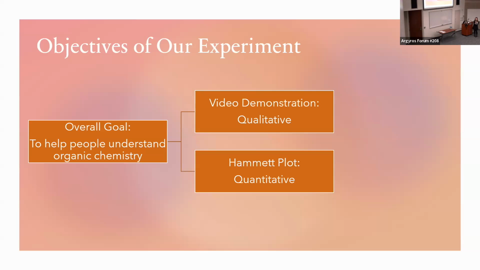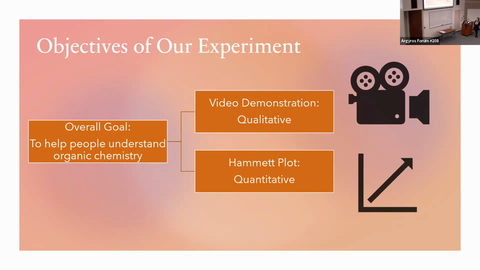So bringing us to the overall objectives of our experiment: we wanted to help people understand organic chemistry, especially the substituent effect on alcohol oxidation. By doing so, we approach it in two ways: the video demonstration, which is the qualitative study, and secondly, a quantitative study, which is by constructing a Hammett plot that I will get to in just a minute.